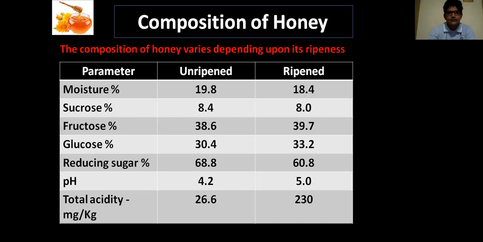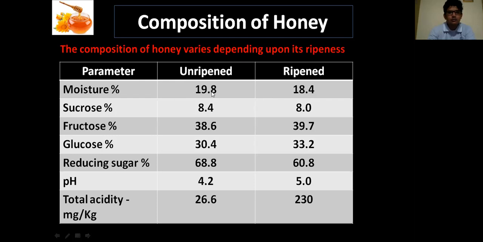So in this table we can see the various parameters which are present in the honey, like moisture, sucrose, fructose, glucose, total reducing sugar, pH and total acidity. So these parameters are having different percentages in unripened honey, meaning a fresh honey which is extracted from the comb, or the ripened honey which is extracted, suppose, a few years ago. Okay, so there is different percentage.